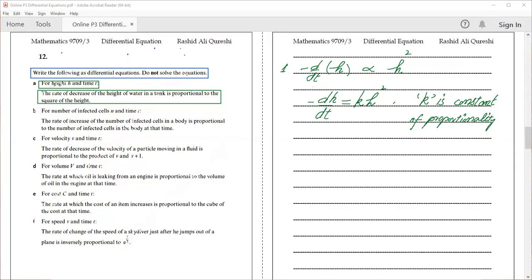Now, usually the left-hand side of the derivative must be positive. So I will write this as dh by dt is equal to minus k times h square. That's the required equation for the first scenario. That is the required differential equation for the first scenario. The first part, A part, is over here.